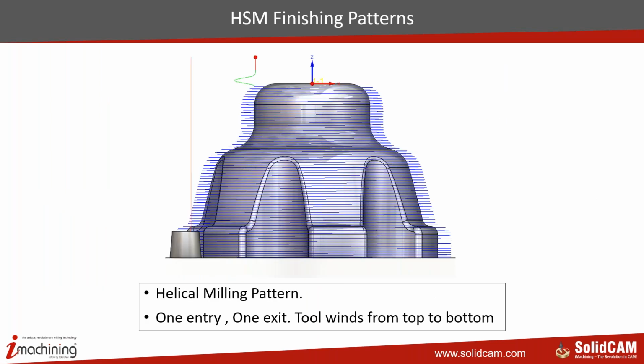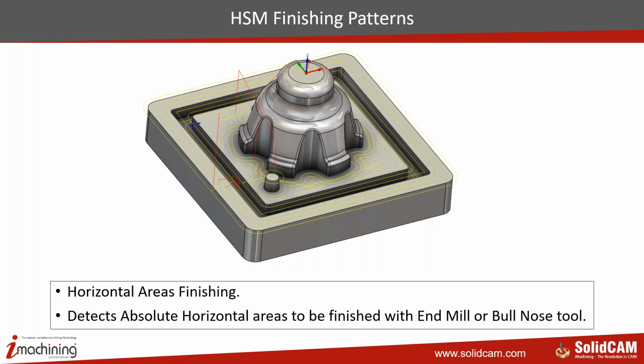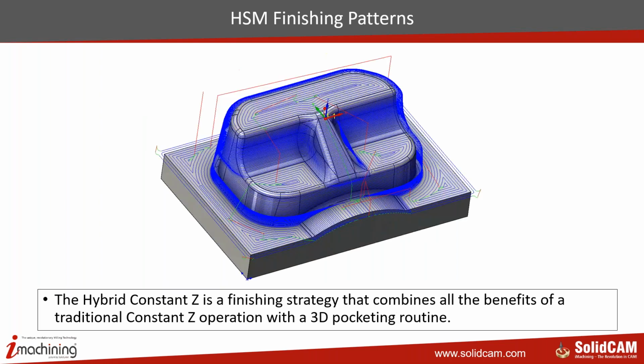Helical milling pattern, one entry and one exit, and no step over marks or no step over taken in the entire part. So it starts from one, and it's like a spring that is being wound completely all the way down till it finally finishes the part. Horizontal areas, absolutely flat, which are absolutely parallel to the XY plane, can also be machined. There's no point in machining this with ball nose, so generally mold makers use bull nose or flattened mill, and they finish these surfaces using the horizontal finishing areas.